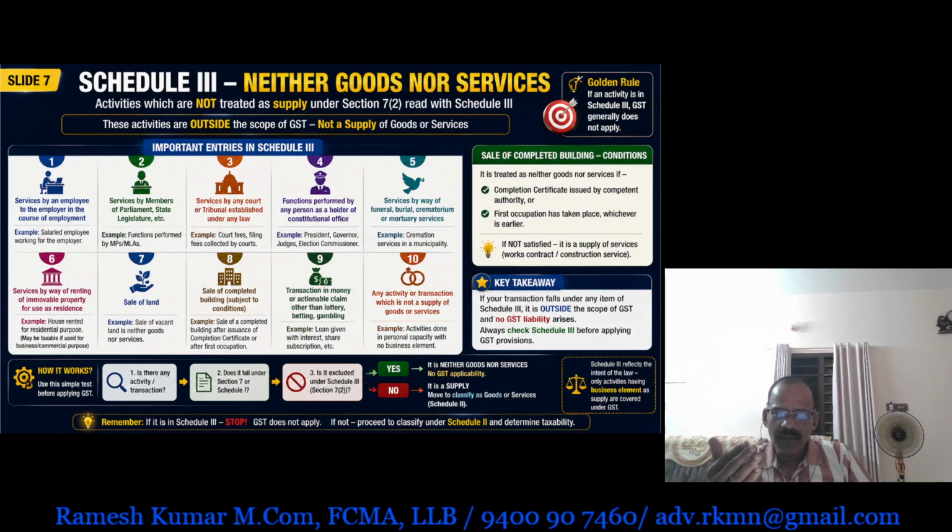So, sale of completed building once completion certificate has been issued is included in Schedule 3. What is the impact? There will be no GST because it is treated neither as supply of goods nor as supply of service. Therefore, before calculating GST, always ask, does Schedule 3 remove this activity from the scope of supply? Check Schedule 3 for the list content. If a list contains certain activities, then the normal supply analysis stops there. It is neither supply of goods nor supply of service.